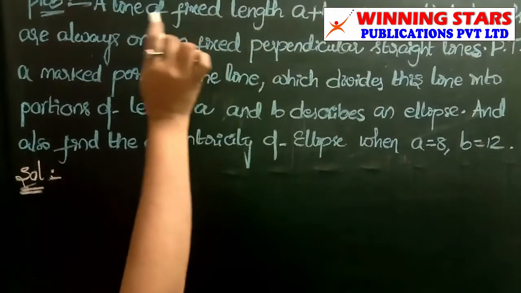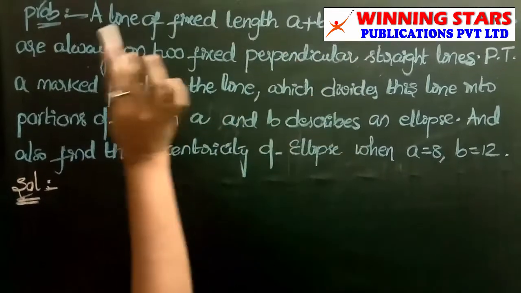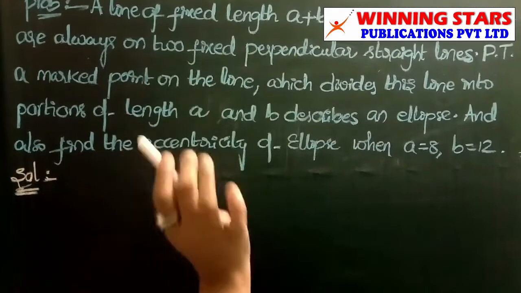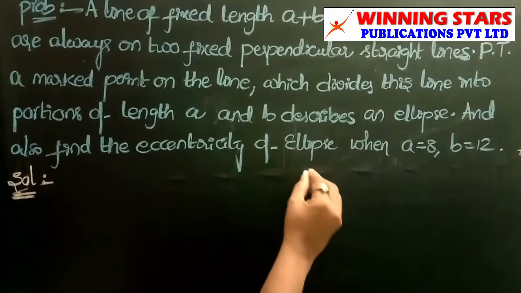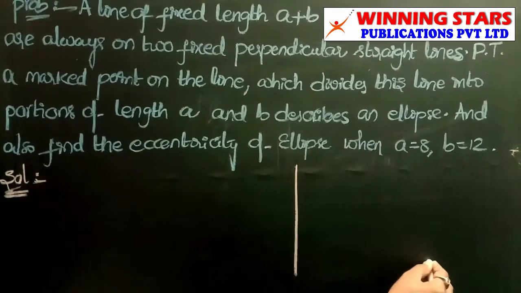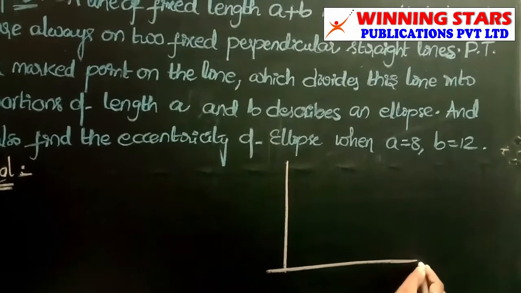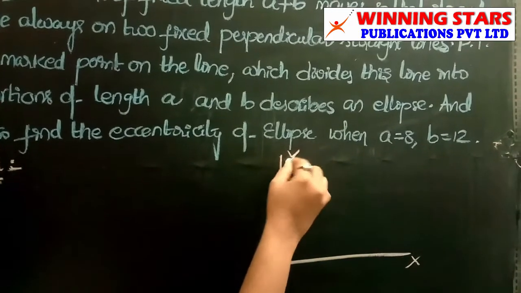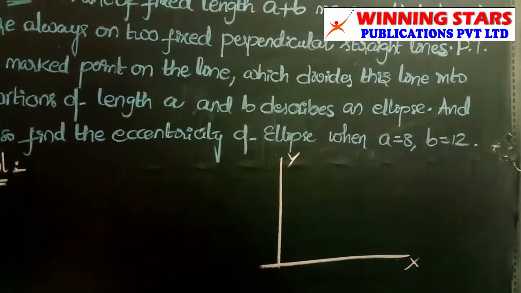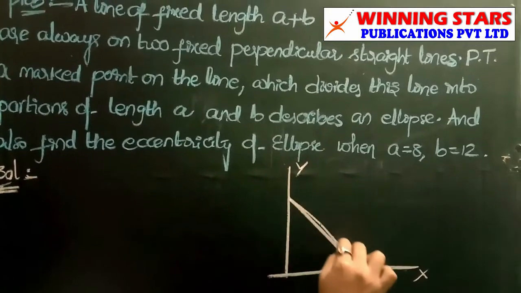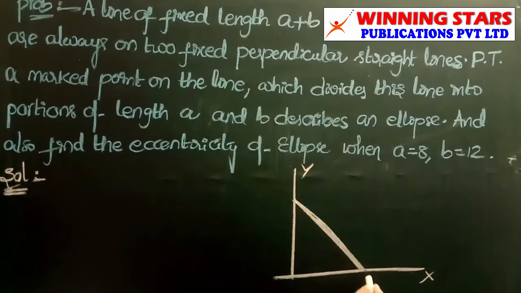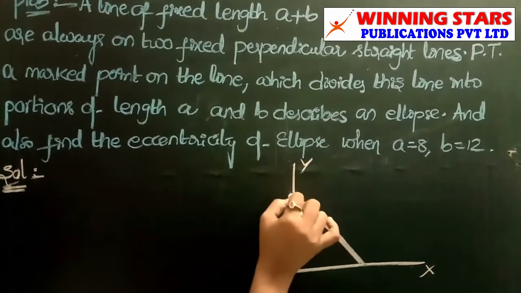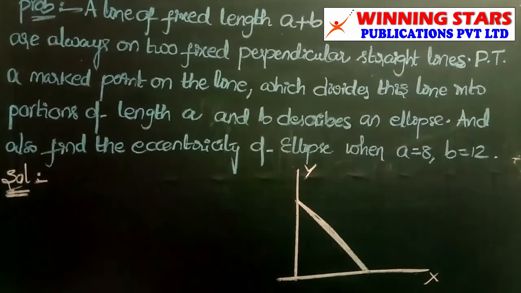So given that a line of fixed length a plus b moves so that its ends are always on the two fixed perpendicular straight lines. First we take the two fixed perpendicular straight lines. Without loss of generality, we take these two lines as coordinate axes. This is the line of fixed length a plus b, and it moves so that its ends are on the fixed perpendicular straight lines.